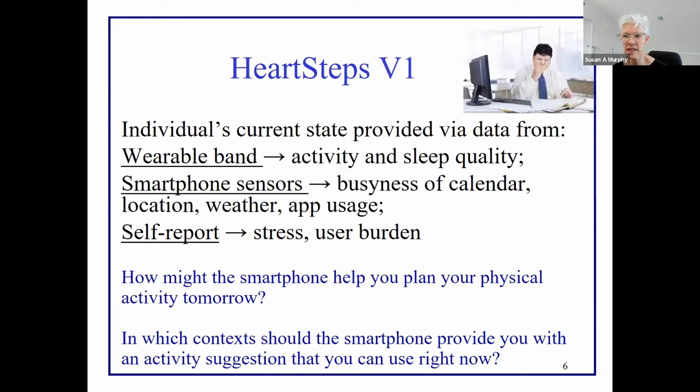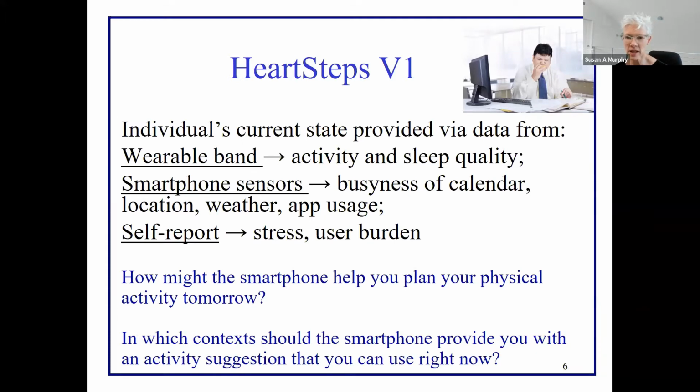Okay, so in this first HeartSteps V1, everybody was wearing a band, a tracker, and it measured how active they were in real time. Like every 5 minutes, even shorter intervals, the data would go to the cloud. And we had sleep quality. There were a lot of sensors on the phone. We knew how busy your Google Calendar was, your location, the weather, how much you've been engaged in the app. And we also got some self-report from people, whether or not the app was aggravating them and so on.